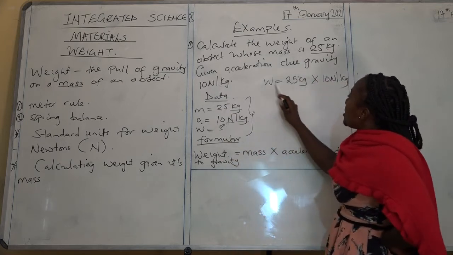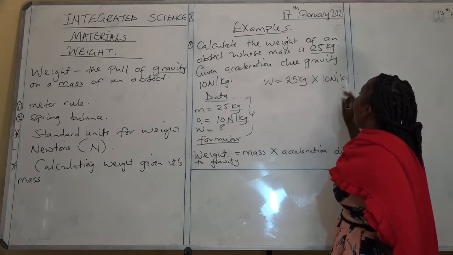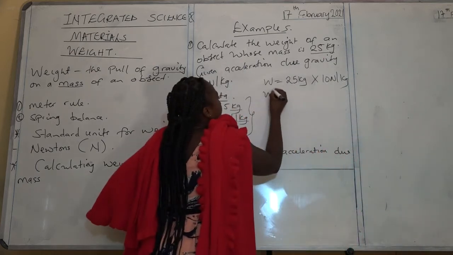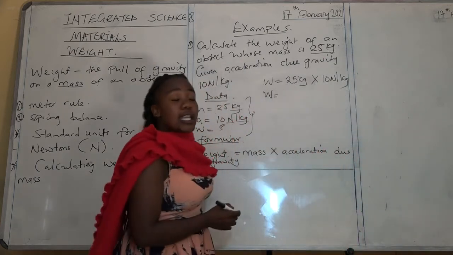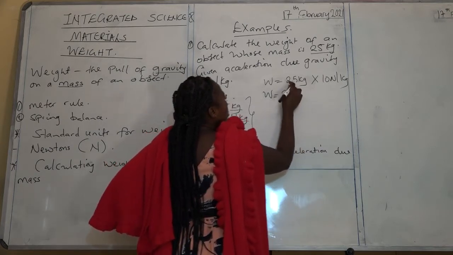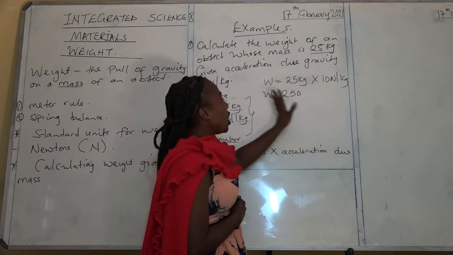That's why I've said weight is equal to 25 kg times 10 newtons per kg. What is our answer, class? Can anyone give us our answer? Our answer is 250. When you multiply 25 kg times 10 newtons per kg, you're going to have 250.